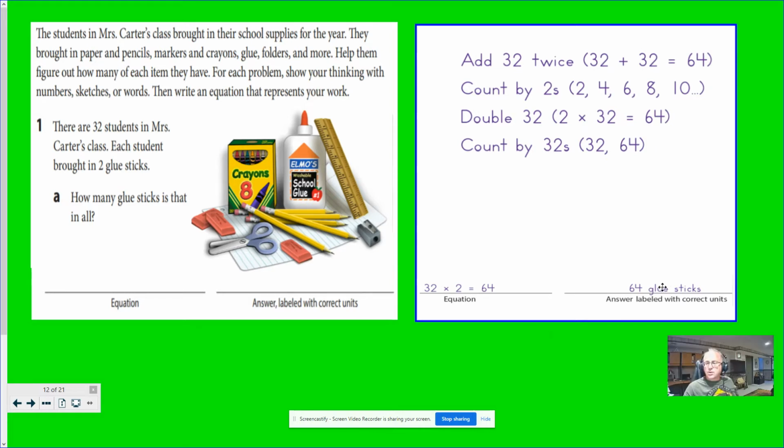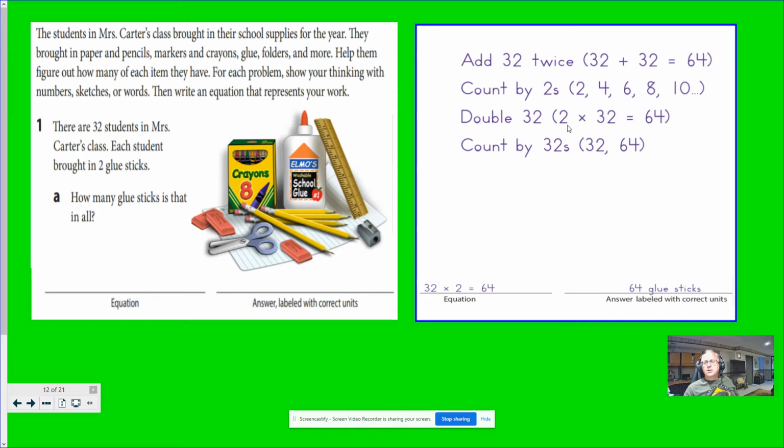It's very important that you have, when you see here, answer label with correct units, because on our tests, they're going to take off a half point if you don't have the correct unit. So it starts off a little simple, it's like 32 doubled, 32 plus 32. And again, we accept any way.